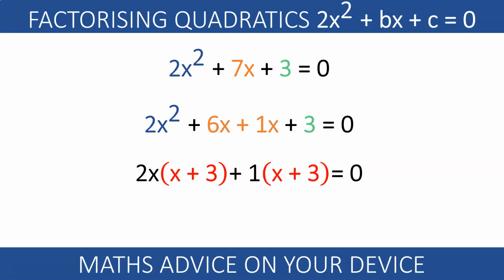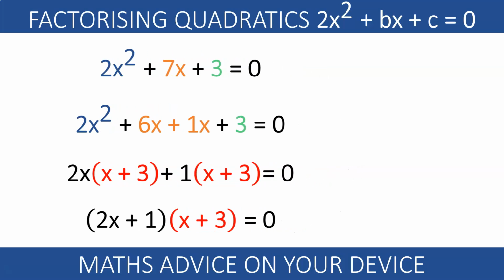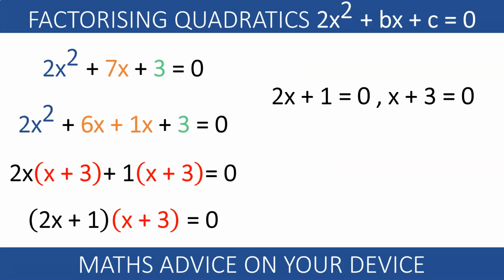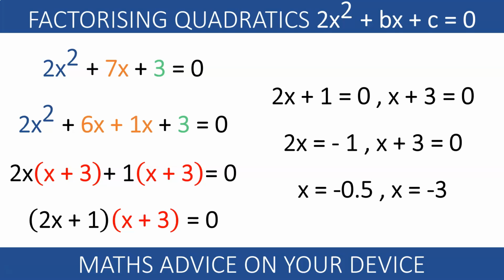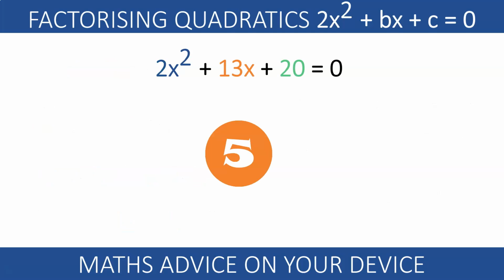The quadratic equation can be written 2x plus 1 times x plus 3 equals 0. This equation has two solutions, either 2x plus 1 equals 0, which leads to negative 0.5, or x plus 3 equals 0, which leads to negative 3. Do you want to try? Stop the video here and give it a go.